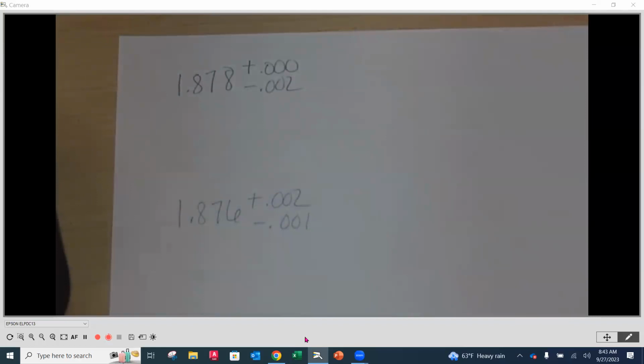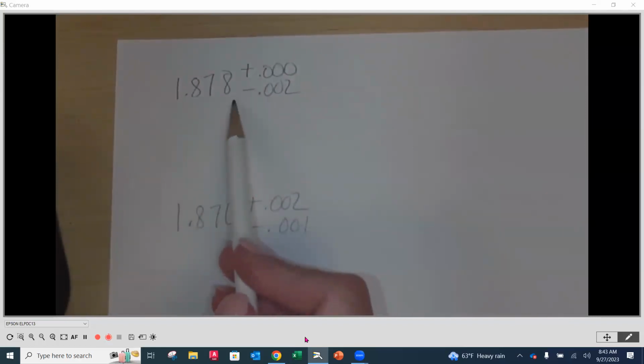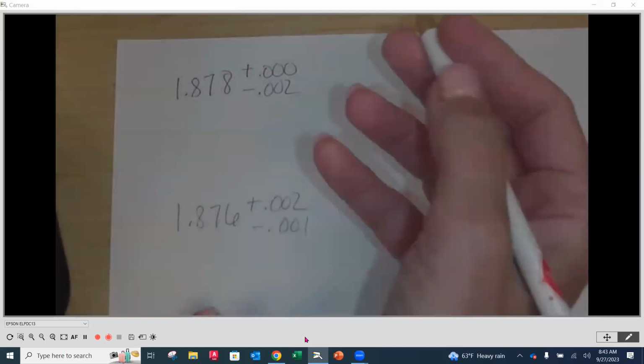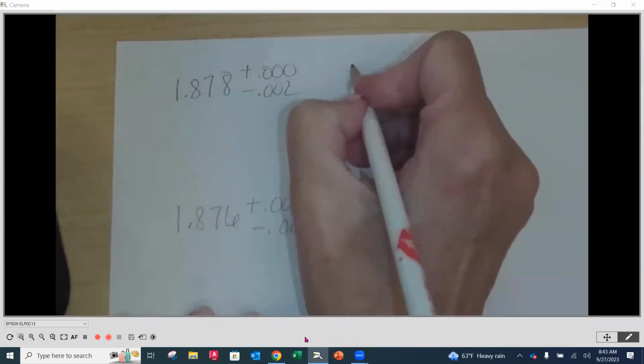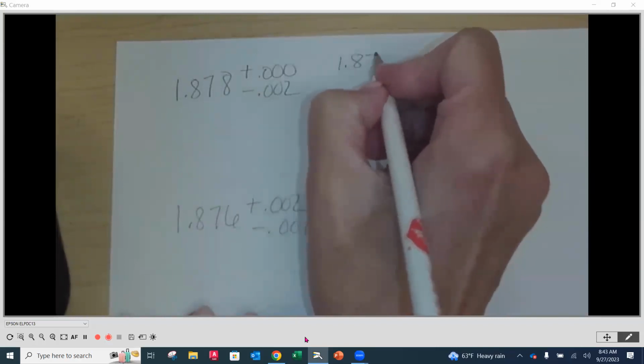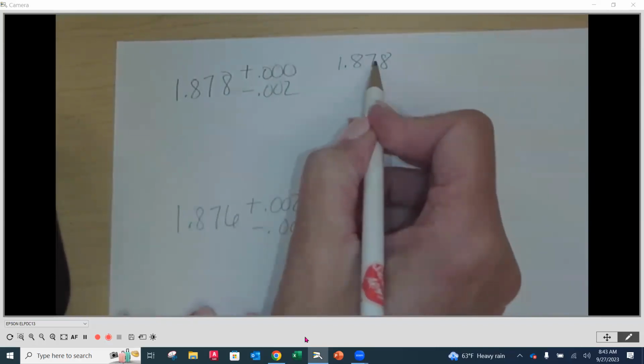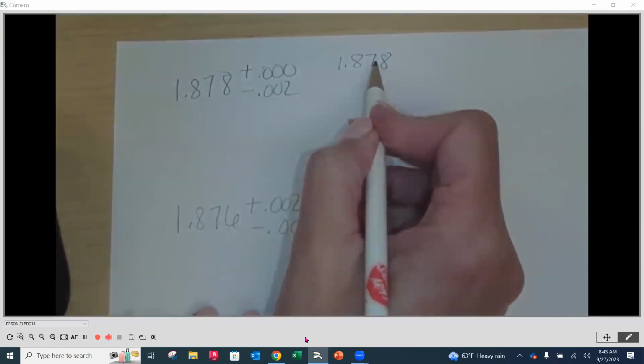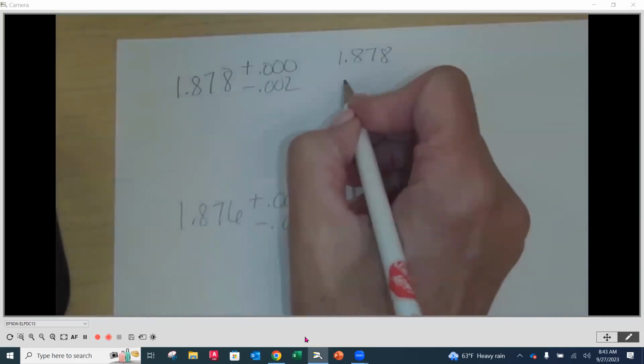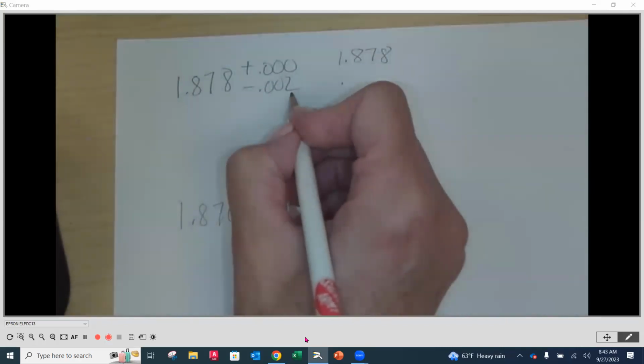So for the first one that we have here, the 1.878 plus 0 minus 2, this is a unilateral dimension, meaning all of the tolerance is in one direction, and all of that direction is minus 2. Okay, it's a plus 0 minus 2. So if we look at the limits here, the top limit 1.878 is going to be adding 0.000, or 0 thousandths. And then the bottom is going to be subtracting 2 thousandths.